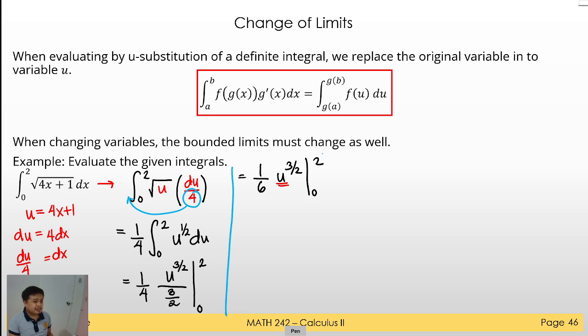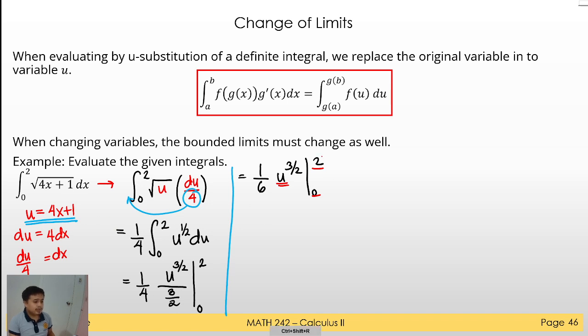So what the change of limit says is that we have to change the limits if we also change the variable. There are two ways of looking at this. We could either change this variable and then substitute these limits, or we can let this be the new variable, but we have to change the limits. So let's change the limits here. How do we change the limits? The change of limits here will still be the same equation that we used for our u substitution.